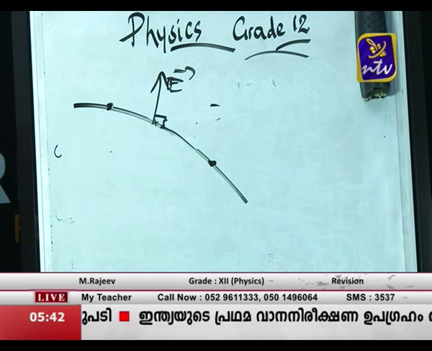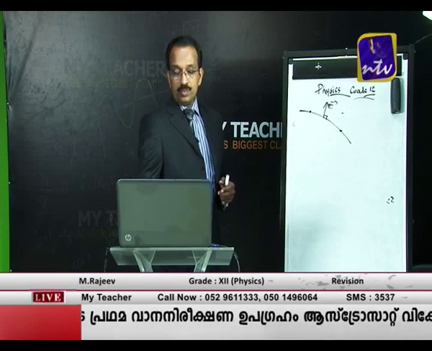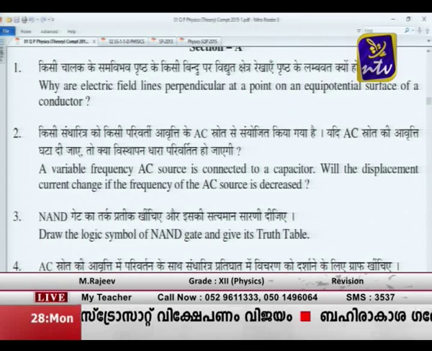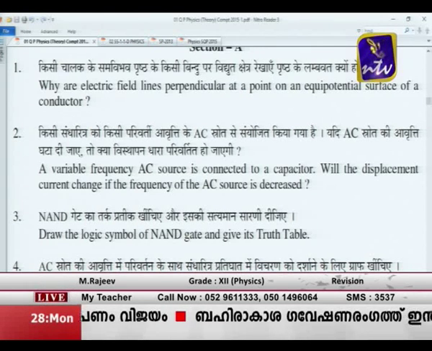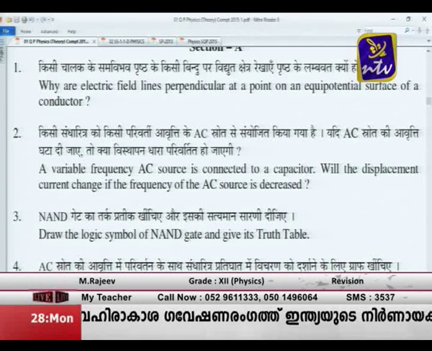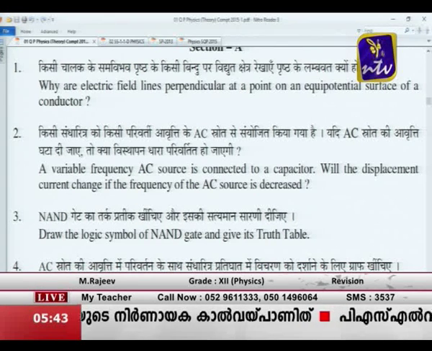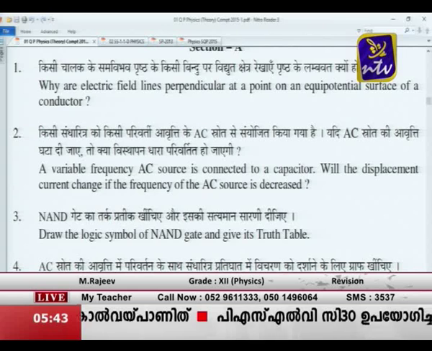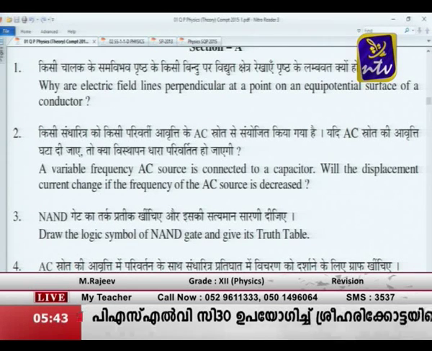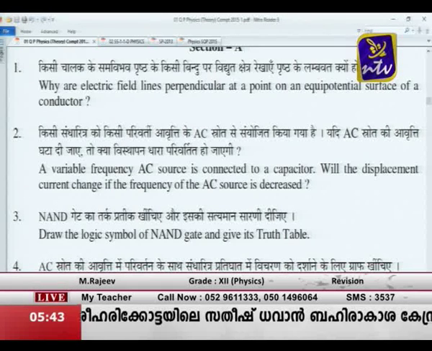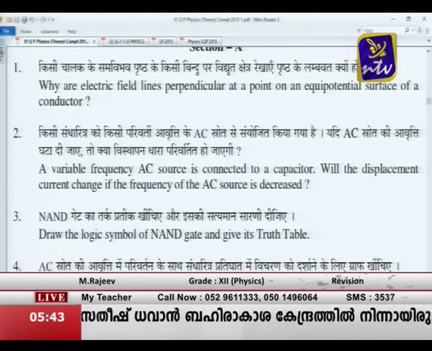Okay. Now look at the second question. A variable frequency AC source is connected to a capacitor. Will the displacement current change if the frequency of the source is decreased? That's another thing to be clear about. Hope all of you have seen the question. Now listen, I will explain.